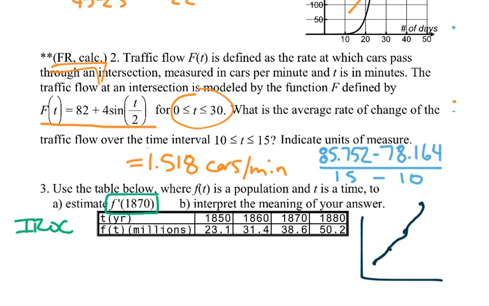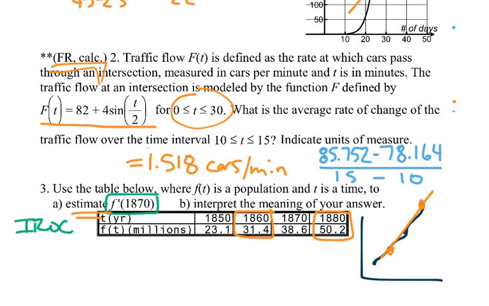But what they're asking us to figure out is what is the instantaneous rate of change, which is the tangent line, in 1870. Now, we have no way of figuring that out. So we have to estimate it, and that's why it says estimate f prime of 1870. So the way that we're going to estimate it is by taking this point and finding an average rate of change between those 2 points. That's going to give us probably a pretty good estimate for the instantaneous rate of change in 1870.